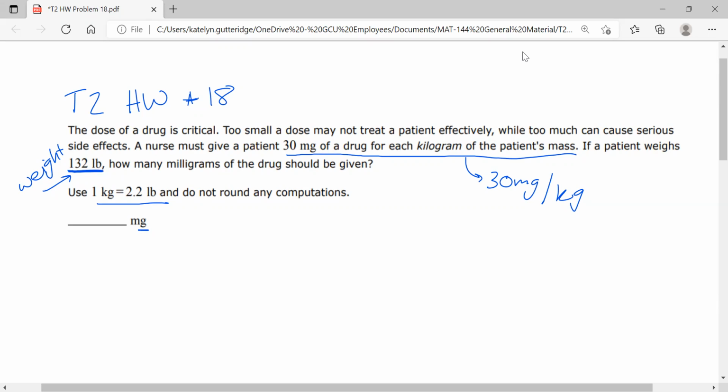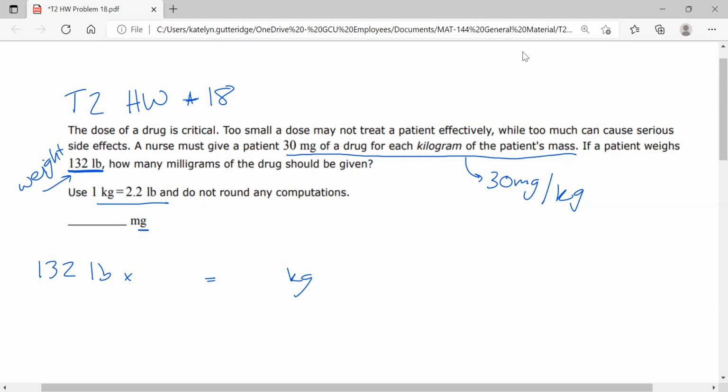So what I'm going to do is take the 132 pounds and convert that to kilograms. I recommend taking the value that's not in the rate and converting that. So I recommend converting the pounds to kilograms to match the rate instead of taking the 30 milligrams per kilogram and trying to convert that to 30 milligrams per pound. I recommend taking the one that's not your rate and converting that one.